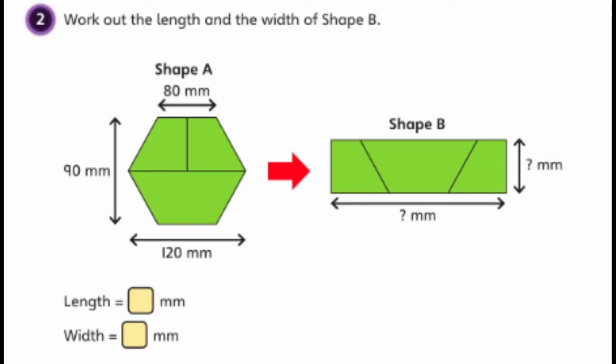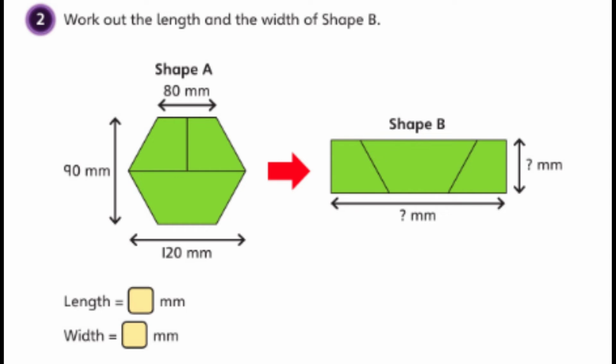Now let's take a look at one of the questions from the Think Together page. This is question 2. It says, work out the length and width of shape B. What they've done here is they've used shape A and turned it into shape B. Do you notice that red arrow in between? That just means they broke apart the bits of shape A and then changed around their location to create shape B.